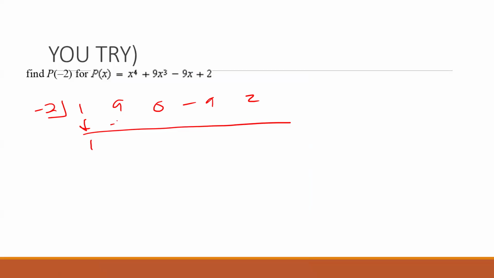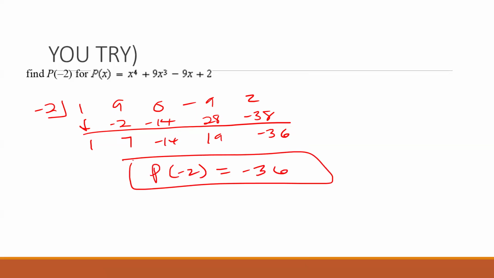-2 and 1 is -1. -2 times -1 is 2. 9 and -2 is 7. -2 times 7 is -14. 0 and -14 is -14. A negative times a negative is a positive: -2 times -14 is 28. -9 and 28 is 19. -2 times 19 is -38. So therefore, p of -2 equals... yay! Are we okay? We don't hate it?